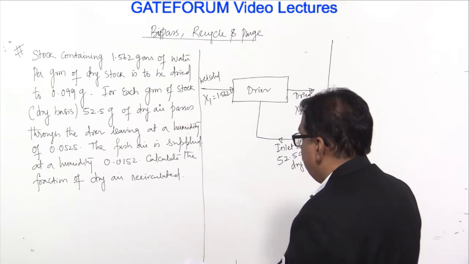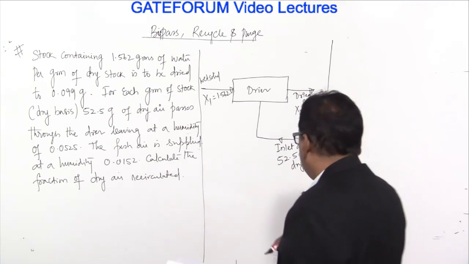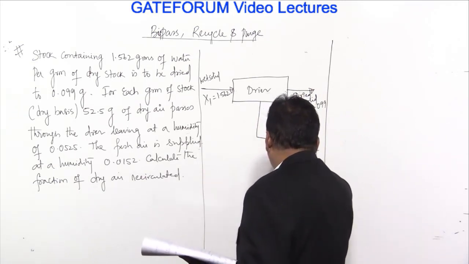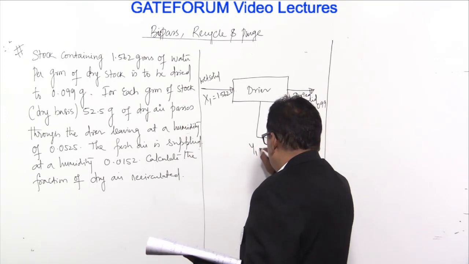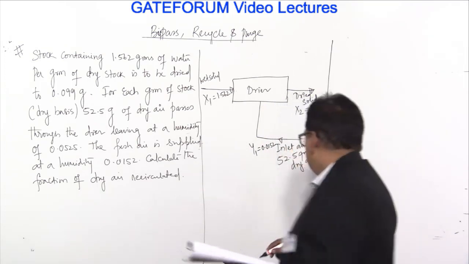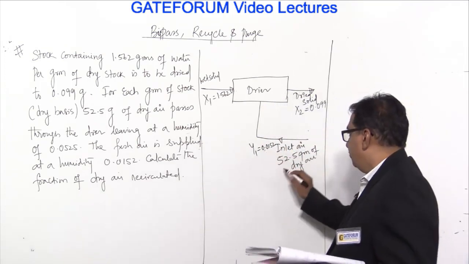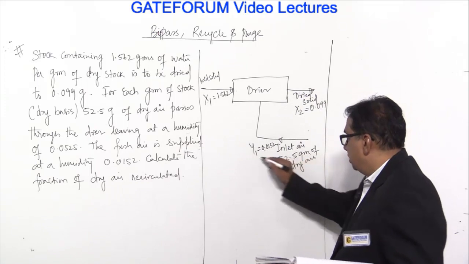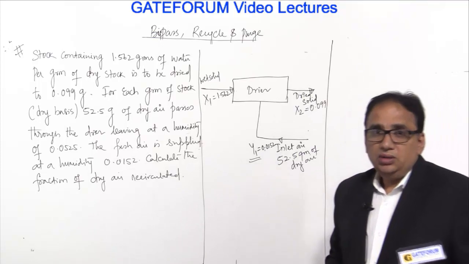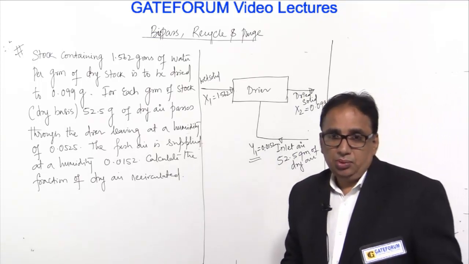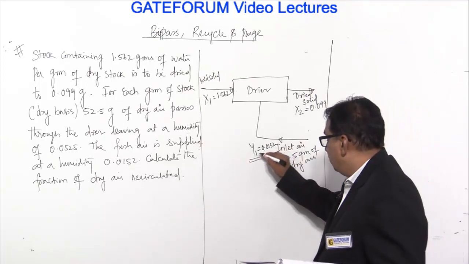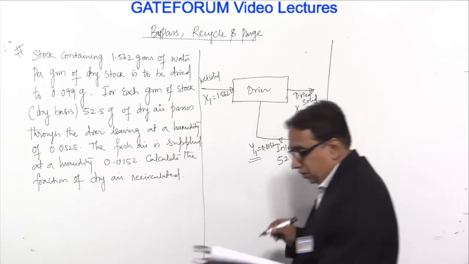52 grams of dry air. The fresh air is supplied at a humidity of 0.0152, so the inlet air humidity Y1 is 0.0152. In 0.0152 we have 52.5 grams, because this is the humidity ratio, the ratio of the amount of water vapor by the amount of dry air. So this is Y1.